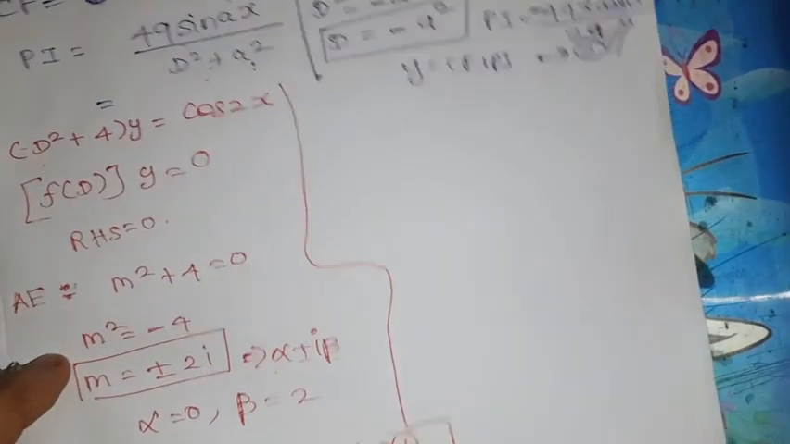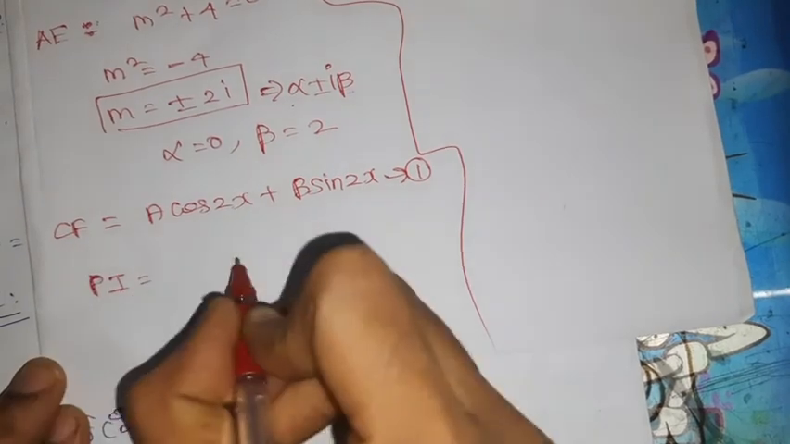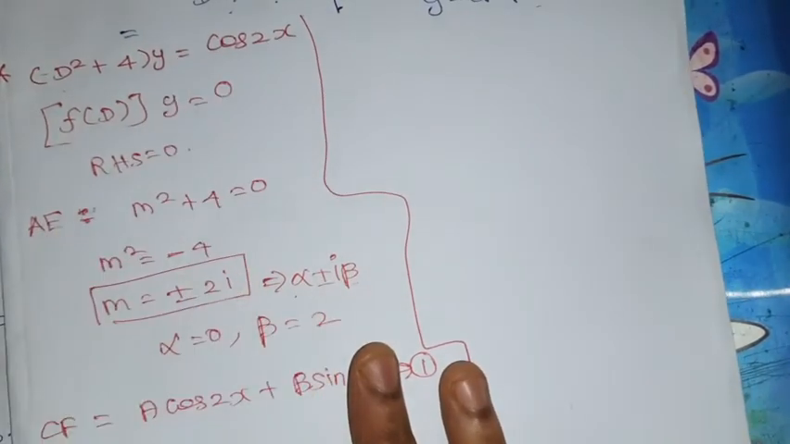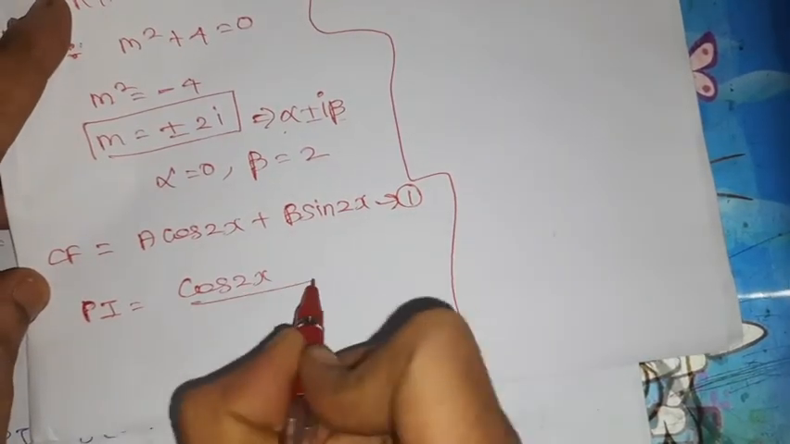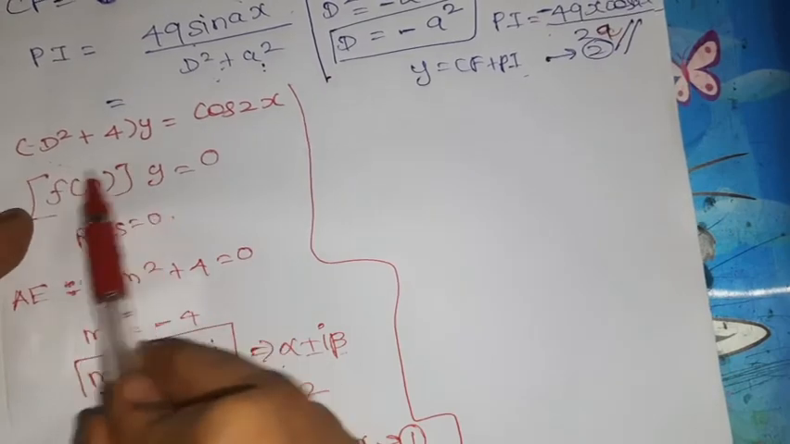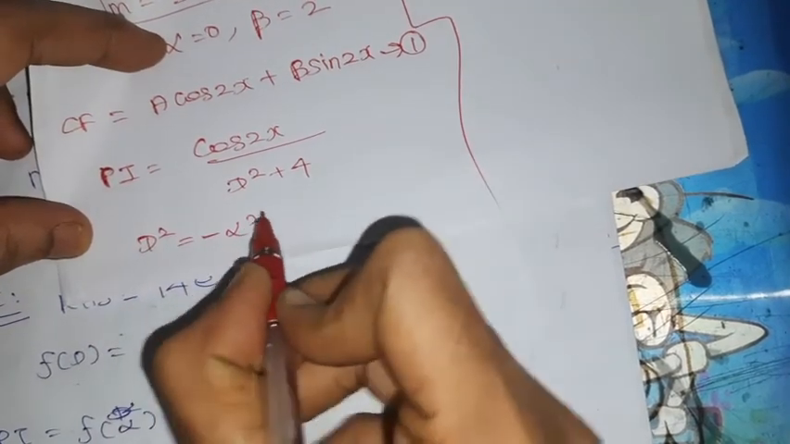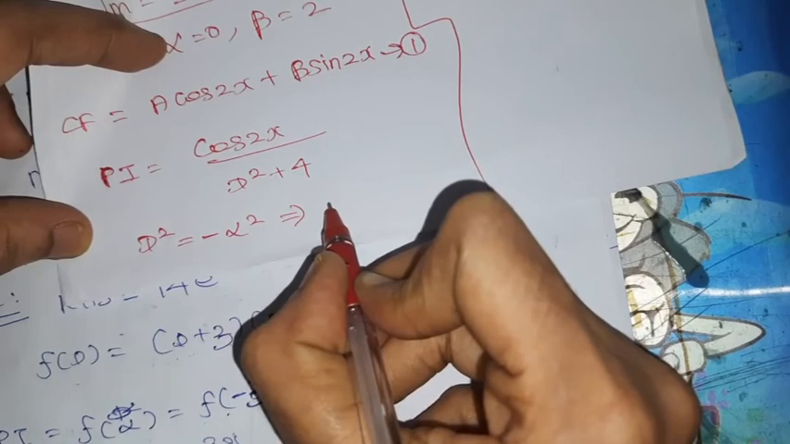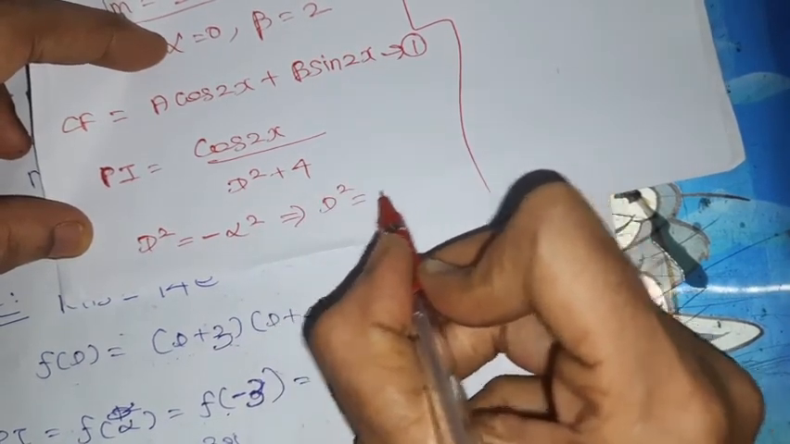Next, we need to find the particular integral. For the particular integral, we use the RHS, which is cos 2x, divided by f of D. F of D equal to D squared plus 4. Then substitute the D squared value. How to find D squared? D squared equal to minus alpha squared. What is alpha here? Alpha equal to 2. So D squared equal to minus 2 squared, so minus 4.